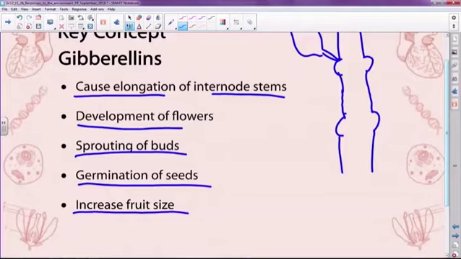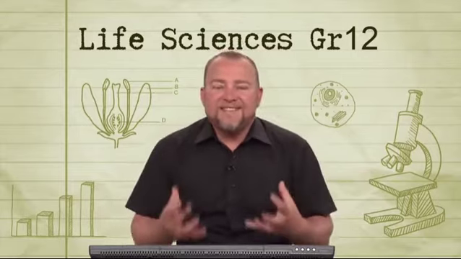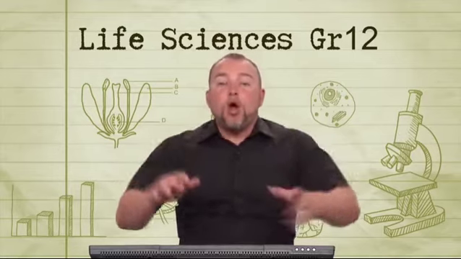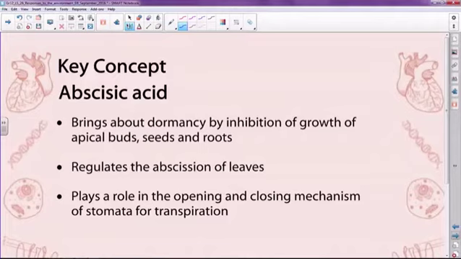So when there's fruit there, it makes the fruit get nice and big. If there's a lot of gibberellin there, what's going to happen? Nice big fruit. If there's not much, you're going to get these small little fruits. And you can notice them in certain apples and oranges. You get the big oranges and apples, they had a lot of gibberellin, and the very small ones had very little gibberellin. Right. Now, the last one that we're having a look at when it comes to plant hormones, very important, is abscisic acid.